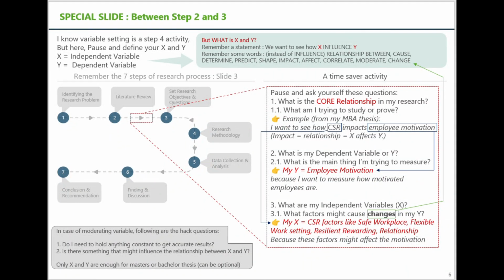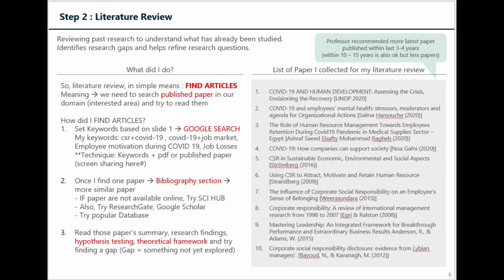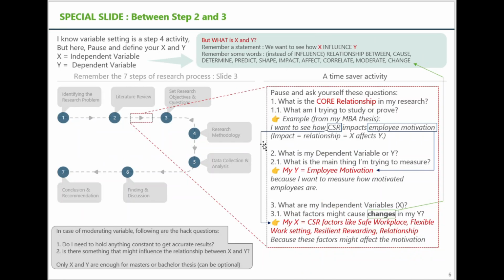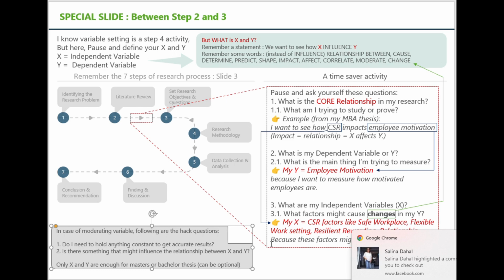Of course, I did a lot of literature review, as I said in slide step 2. Only then I could come up with these variables. So there is one more thing I would like to talk about, the moderating variable. To set a moderating variable, you need to understand two key questions. Do I need to hold anything constant to get accurate results? Second one is, is there something that might influence the relationship between X and Y?